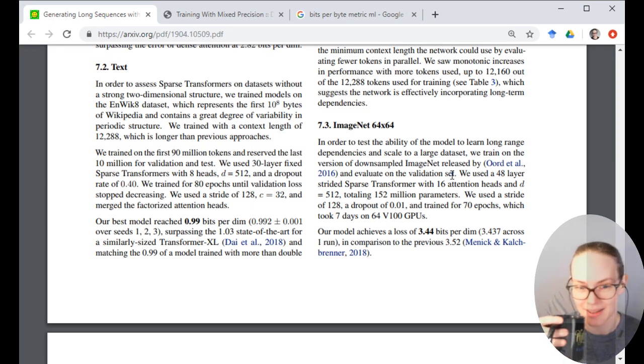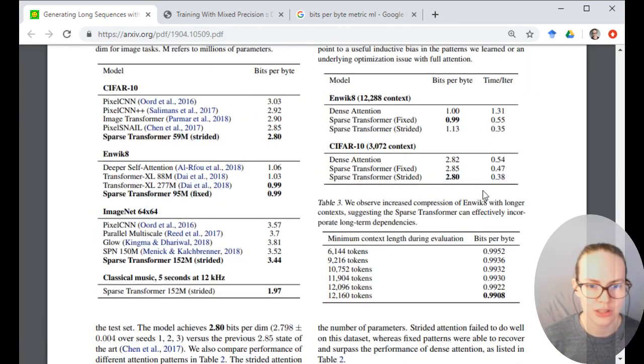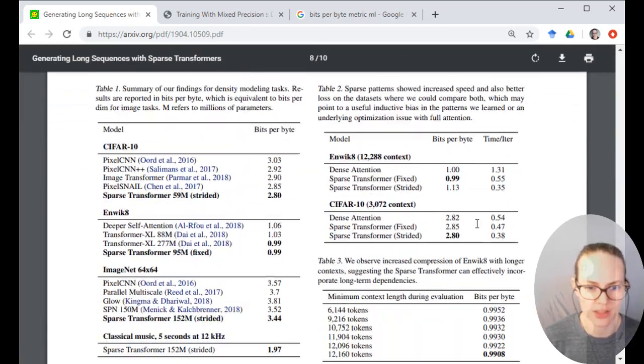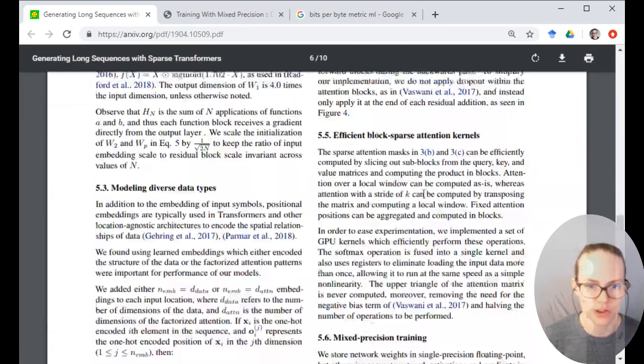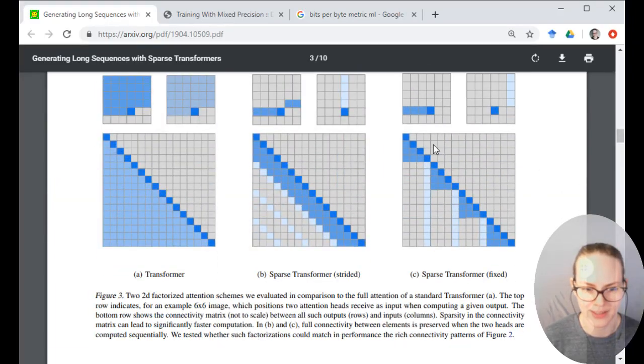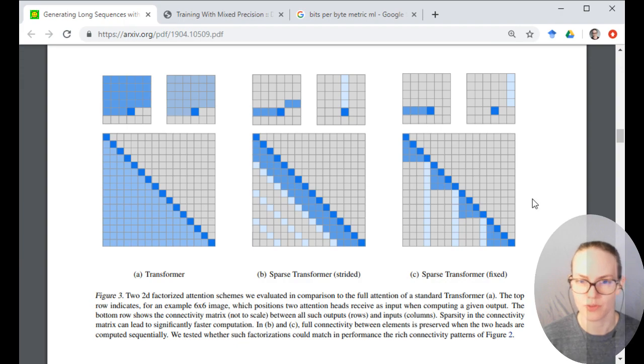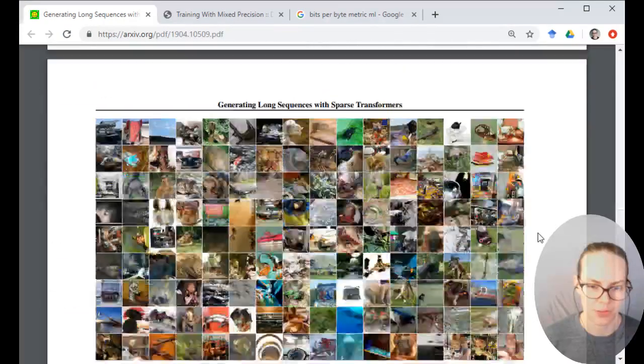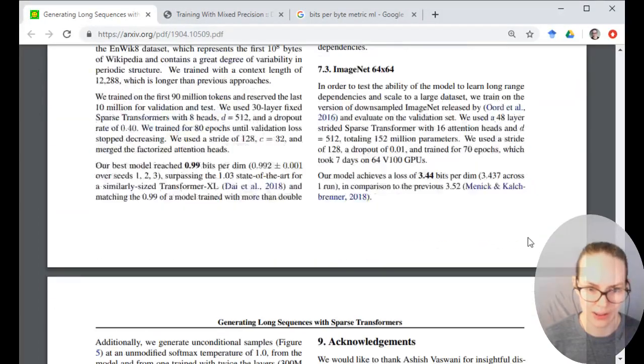Jiminy Cricket. I find it interesting that they chose to use the strided one here. So it looks like their results are suggesting that the fixed transformer model is better for text, and the strided transformer model is better for images. But it looks like they didn't try both of them on both types of data for each of their experiments. So we don't really have enough data to make strong claims there.